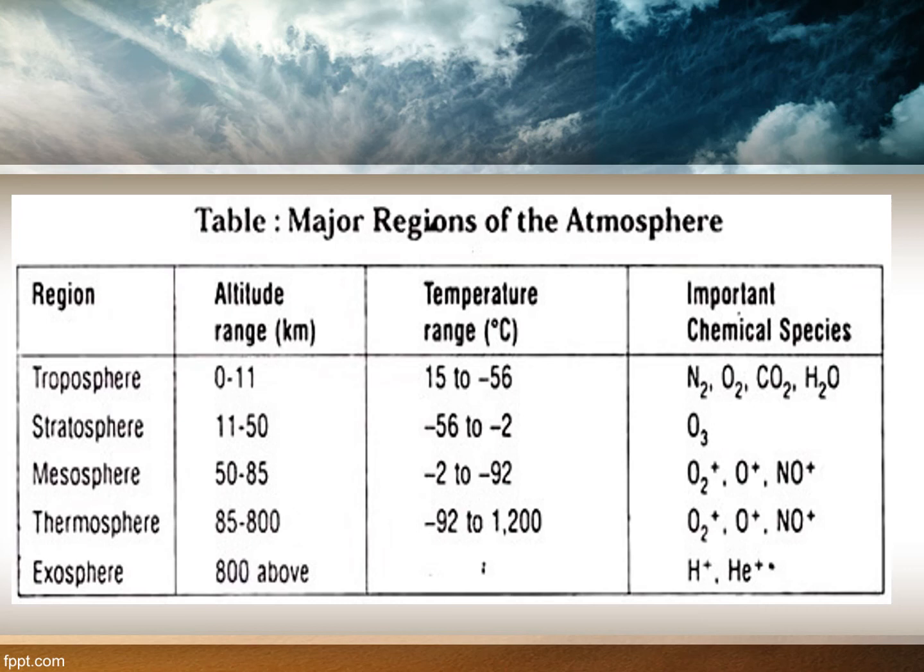Important chemical species in the troposphere, we have your nitrogen, oxygen, carbon dioxide, and water. In the stratosphere, we have here your ozone gas. In the mesosphere, we have your oxygen, nitrous oxide, and others. And for the exosphere, we have your hydrogen and helium.